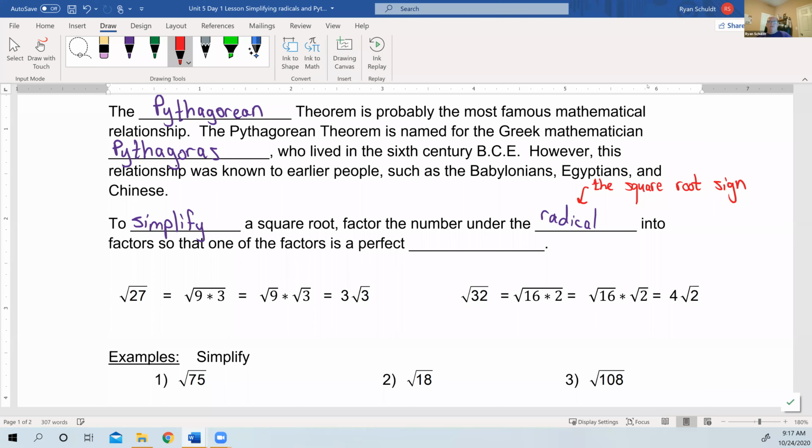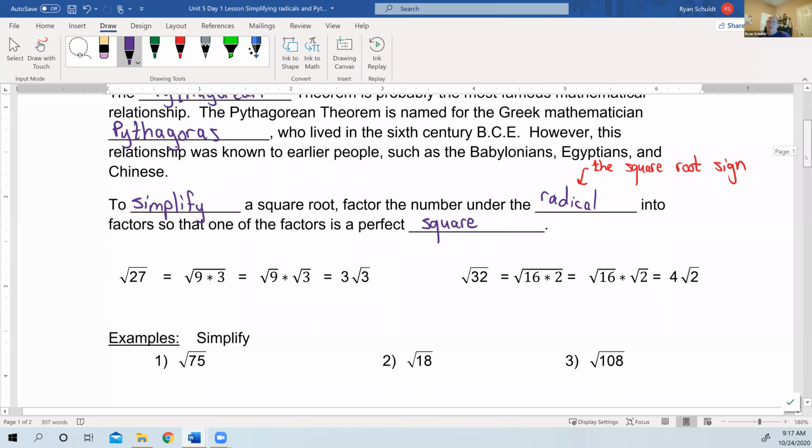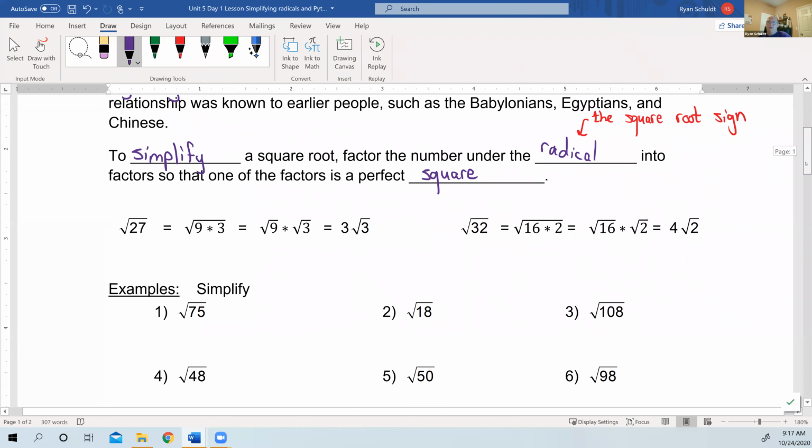So we need to factor the number under the radical into factors so that one of the factors is a perfect square. Now, this is all fine and dandy, and you can do it this way, but it still tends to confuse some people. So let's look and see what they mean by that, and then I'm going to show y'all a different way.